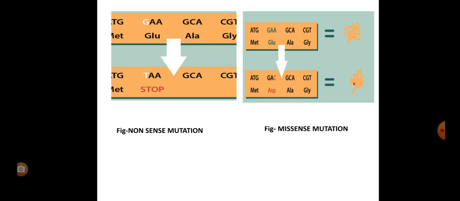Next is missense mutation. You see there are also some DNA sequences, and they encode some amino acids, and all this causes the formation of a particular protein which is normal in nature. But when missense mutation occurs, you see there is a change in the base pair. The GAA sequence is changed into GAC. GAA will synthesize the amino acid glutamine, but GAC will synthesize aspartic acid, another amino acid.